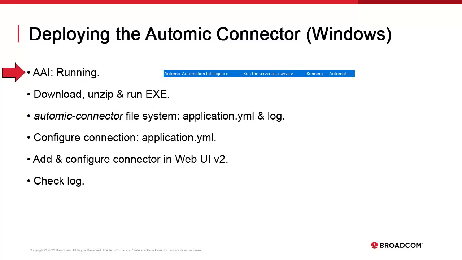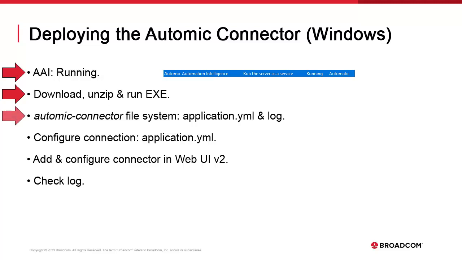First, make sure that AAI is running. For this, simply check the Windows service. Then, download the framework from the Automic Downloads website. Look for terms like distributed and integration. Unzip the file and run the executable. At the end of the installation, you're prompted for the values that go into the application.yaml file. Don't worry if your values are inaccurate because you're going to update the YAML file manually afterwards.